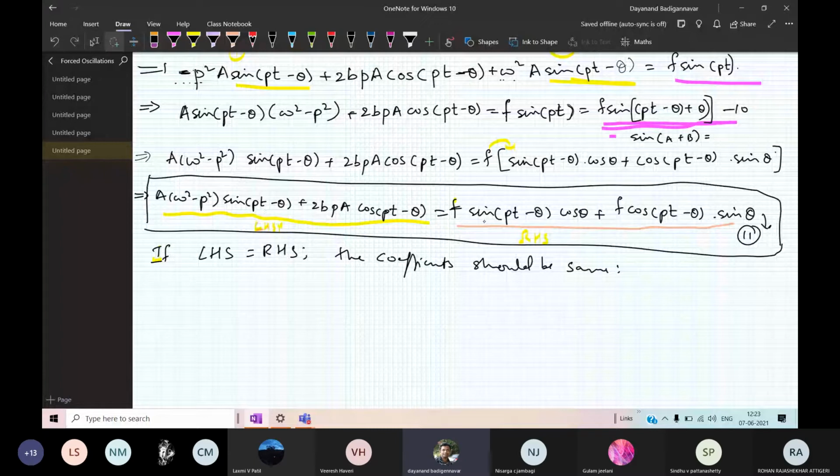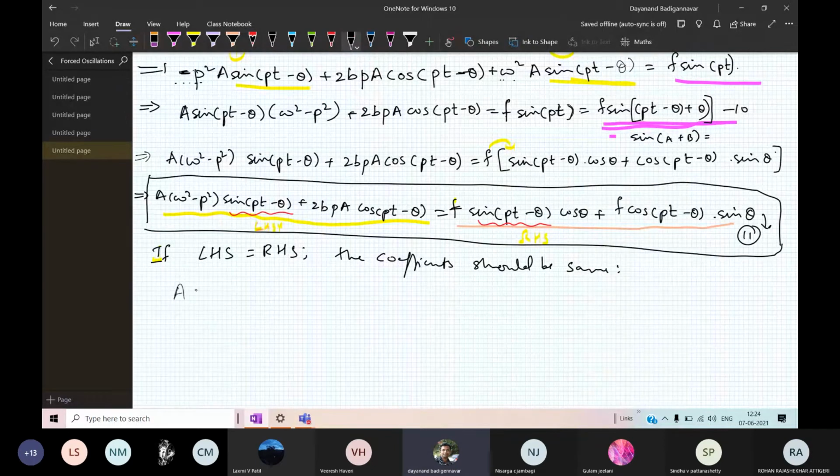You have to write first on the LHS. What is the LHS? You have A into omega square minus p square. Okay, that will be equal to F cos theta. This is F cos theta. These are the coefficients of sin(pt minus theta) on the right hand side.